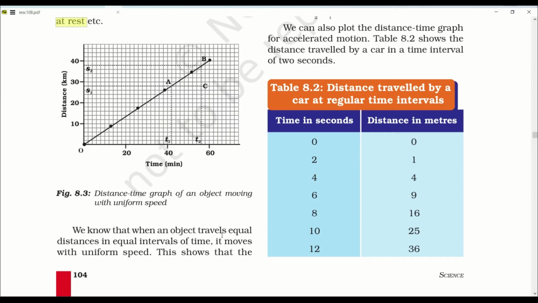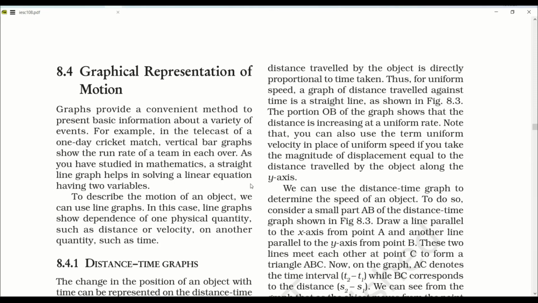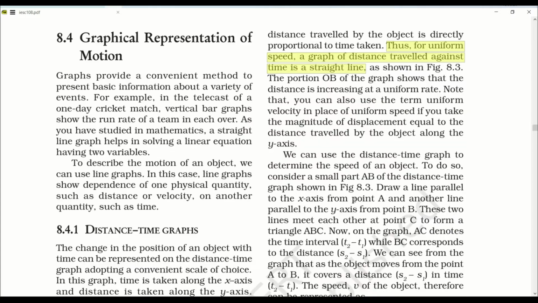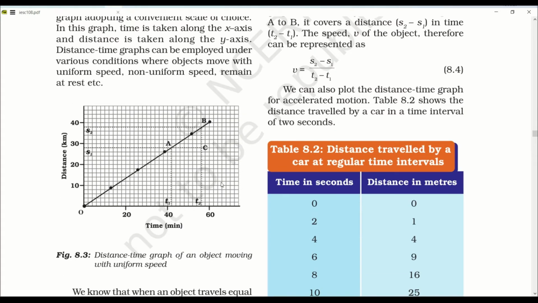We know that when an object travels equal distances in equal intervals of time, it moves with uniform speed. This shows that the distance traveled by the object is directly proportional to the time taken. Thus, for uniform speed, a graph of distance traveled against time is a straight line. So, here you can see the graph of an object traveling with uniform speed. It covers equal distance in equal intervals of time. Here you can see a straight line; an object traveling with uniform speed shows a graph like this.